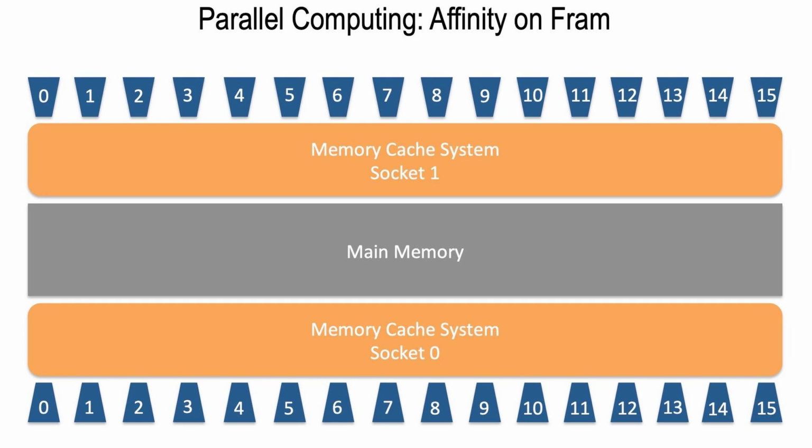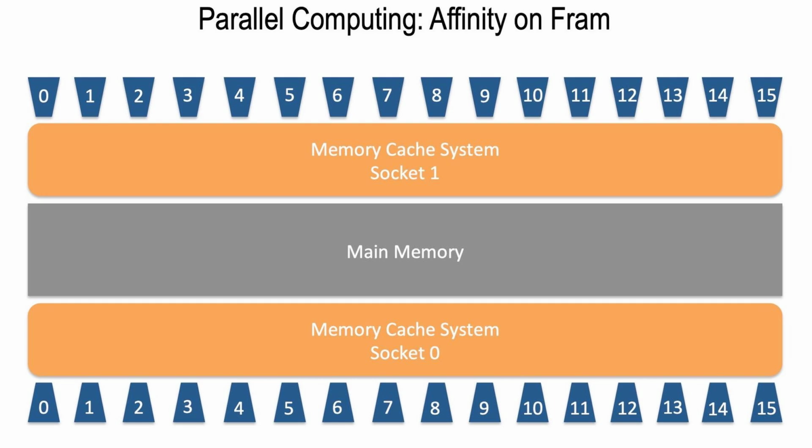Let's examine the hardware setup of the compute nodes on the Fram Linux cluster. Each node consists of two sockets, each containing 16 CPU cores, labeled from 0 to 15 in the diagram. Additionally, each socket includes a memory cache system.